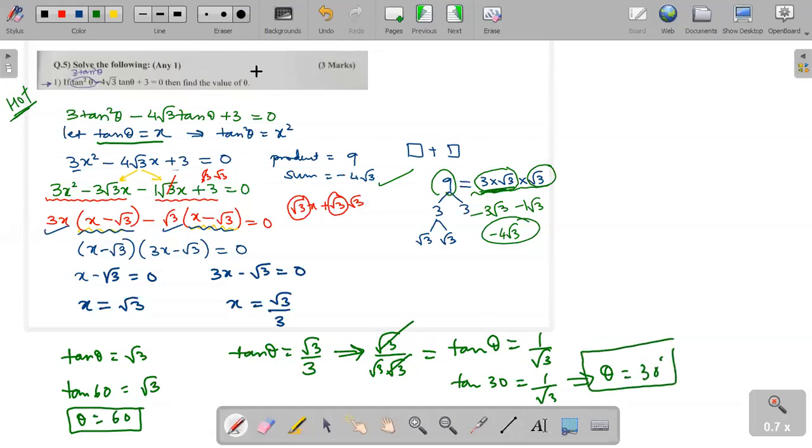Thus, we get two values. We were asked to find the value of theta, and we have got the solution to be theta equals either 30 or 60 degrees. Okay, that's the complete solution. It's actually all about factoring. You replace tan theta with x, tan square theta with x square, you get a quadratic equation. Solving the quadratic equation, you get some values for x. Replace back x with tan theta, and then you compare it with the table of trigonometric angles, and that gives you the value of theta. Okay, that completes the solution. I hope this is clear.